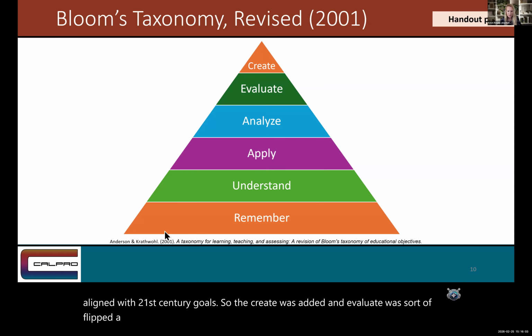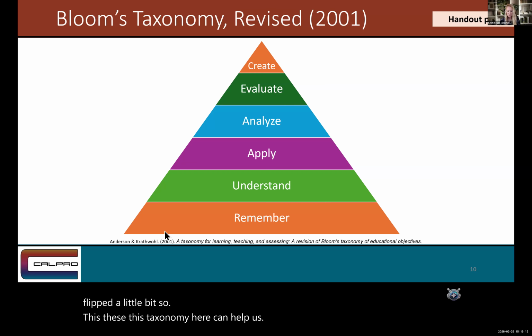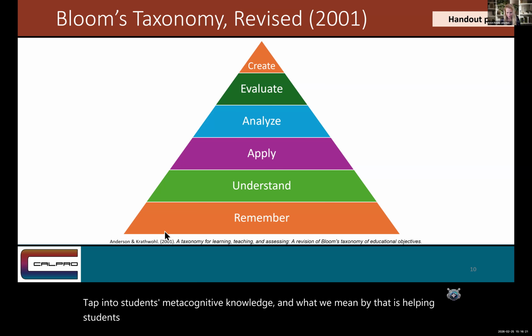So in sum, this taxonomy here can help us tap into students' metacognitive knowledge. And what we mean by that is helping students to think about how they think and learn.